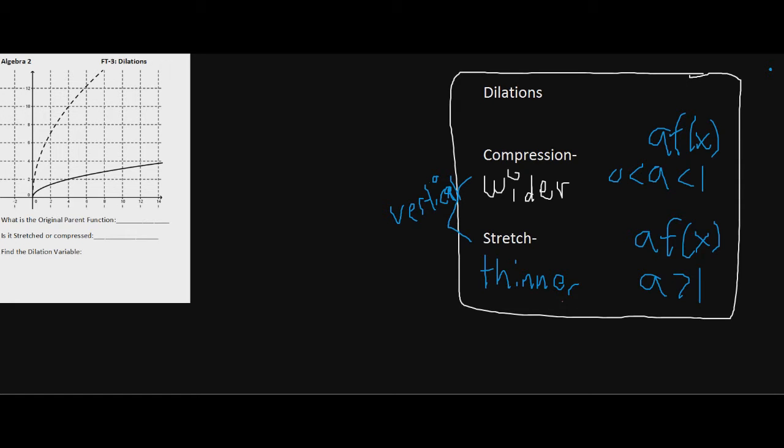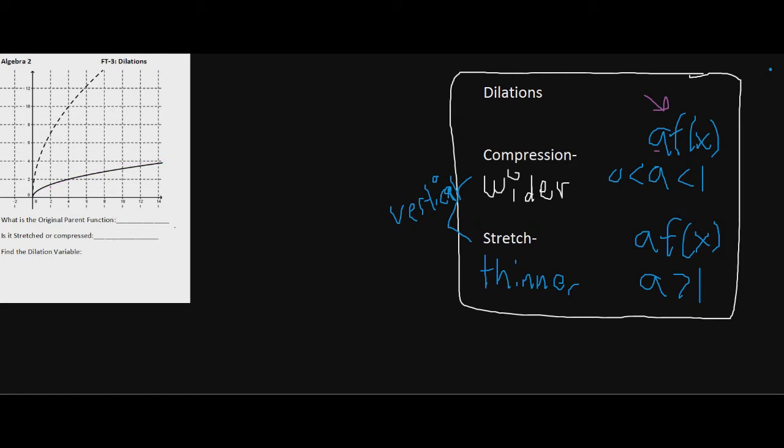A compression, we're multiplying our output by a number, let's say a, that's between 0 and 1, and it's going to be a stretch when we're multiplying the outputs by a number greater than 1. All right? So let's put that there. So if we look here, this is our parent function. This is y equals the square root of x.